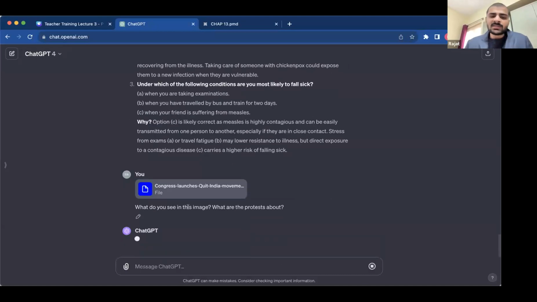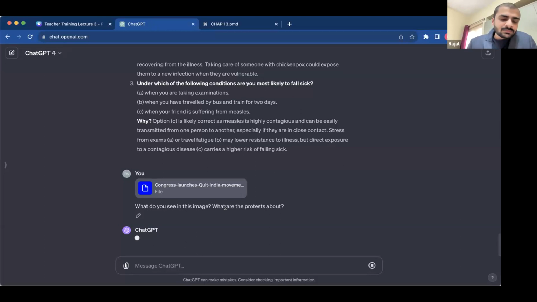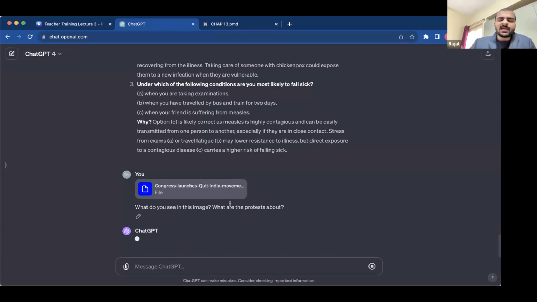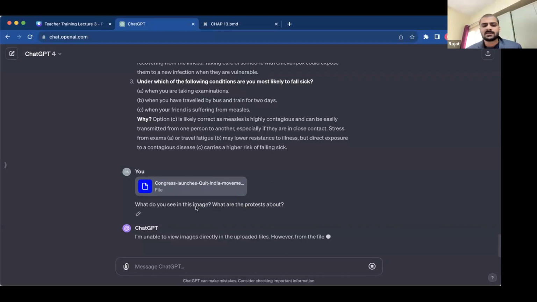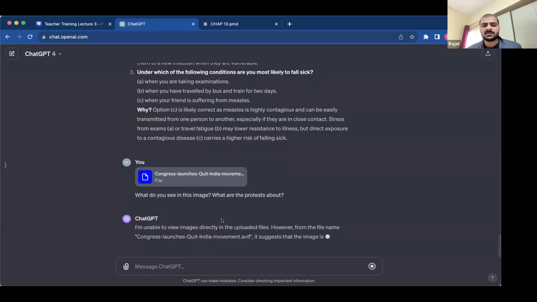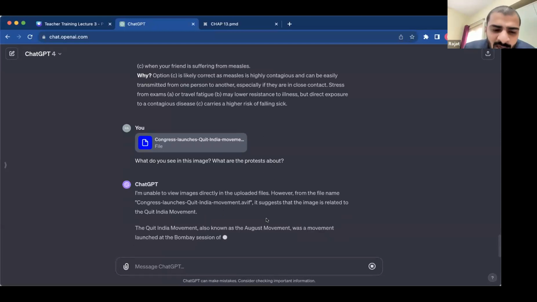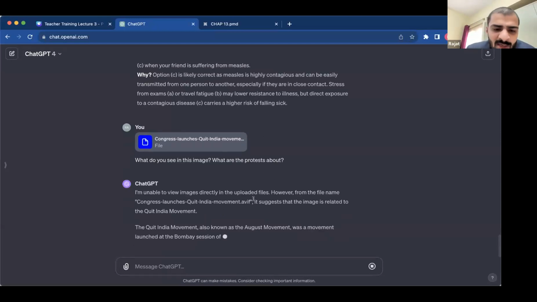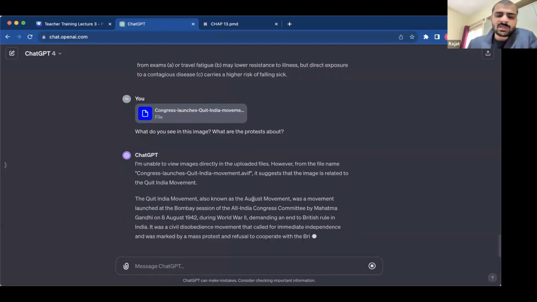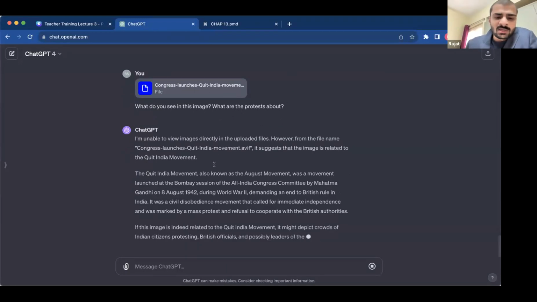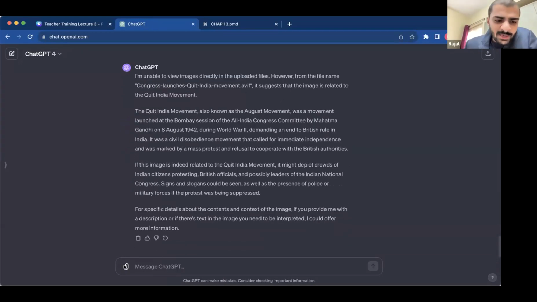Basically, you can even show this entire demonstration in front of the class itself. And you'll see that after some time, ChatGPT analyzes this image and comes up with the answer. Currently it's showing that the image is related to the Quit India movement, and it mentions this particular movement and the time at which it happened.